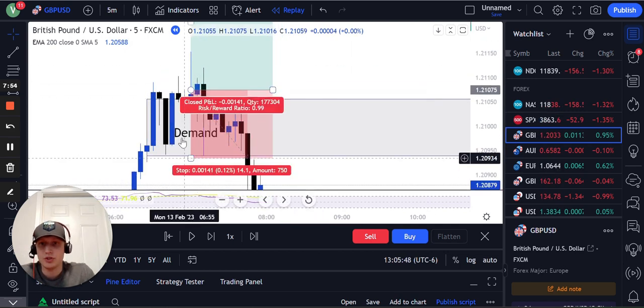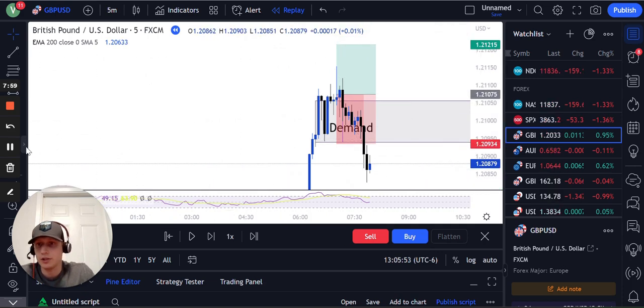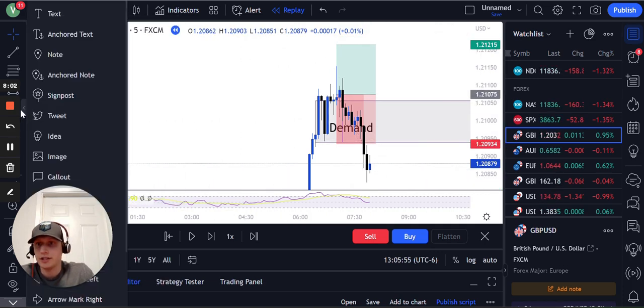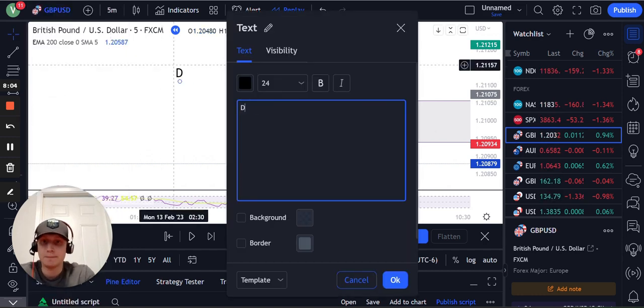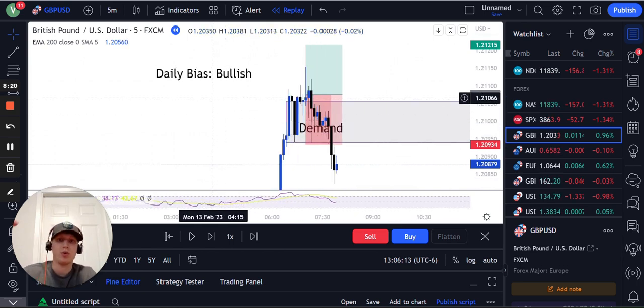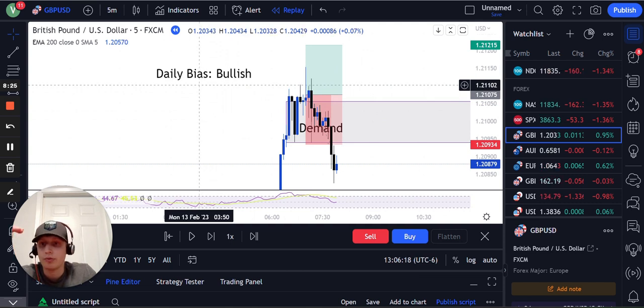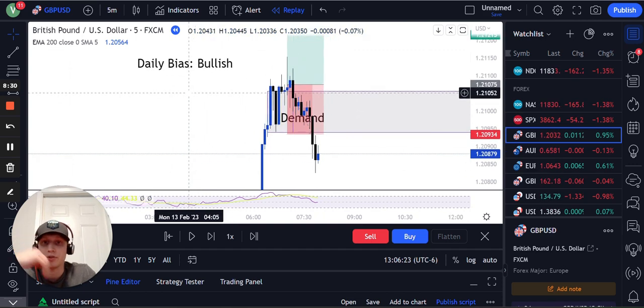I like to put text, and you can also just put notes anywhere. So if I can find the text thing again, I could put daily bias bullish, because it broke out, it had a huge bullish movement. You could have whatever notes you want. Sometimes you can put 4-hour time frame, we're bearish or bullish. 1 hour time frame, if we're bearish or bullish. That's something else you could do while you're backtesting.